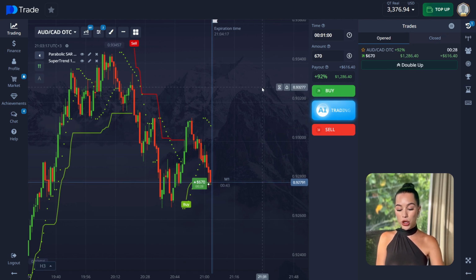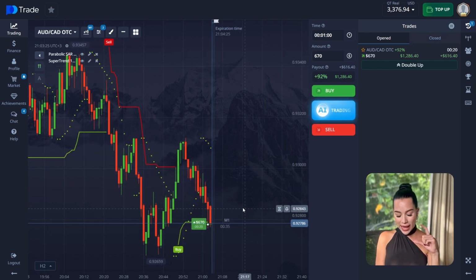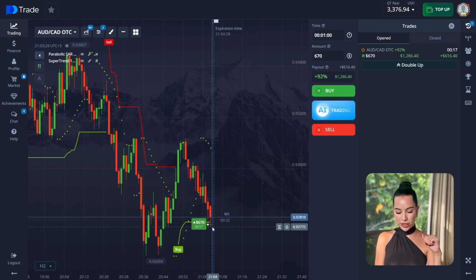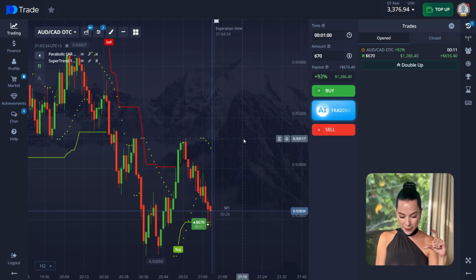Also, if we take a look at the previous candle on the chart, we can see that the body of the candle is pretty small and the shadow is pretty big. So it means the sellers were trying to go lower, but they couldn't. And that's why we see this big shadow of the previous candle. And as you can see, this candle is behaving the same way right now.